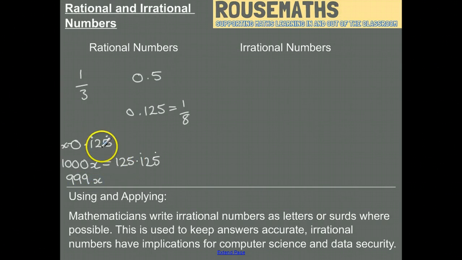And then what I can do is do 1000x take away x, 999x, and I can do 125.125 recurring, take away 0.125 recurring, leaving me with 125. And then that means if I just divide both sides by 999, I can show that x, the recurring number we started with, can be written as a fraction. So rational numbers can be written as fractions.